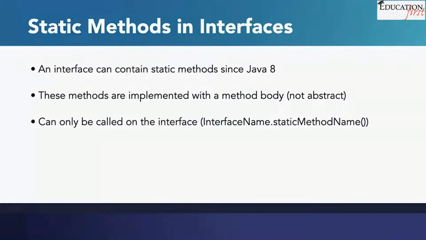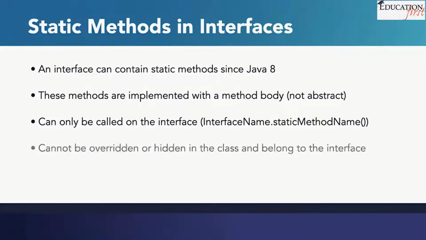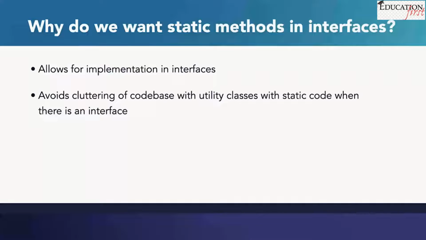If you want to call a static method on an interface, you use the name of the interface, dot, and then the name of the method. They really belong to the interface and cannot be overridden or hidden in the class. They're simply not accessible without the interface there. That might be a bit counterintuitive, but the good news is that there are some reasons why we would want this. First of all, it allows for implementation in interfaces, and it avoids cluttering of the codebase with utility classes if there is an interface in which it makes sense.